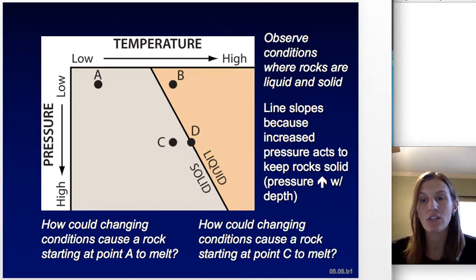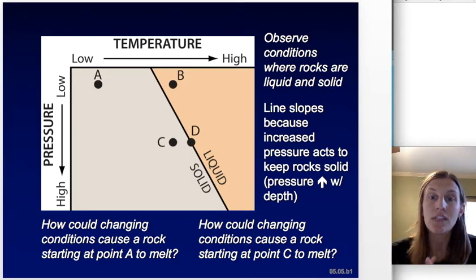So how could you change the conditions for a rock at point C to melt? If you increase the pressure, it would stay solid. But if you decrease the pressure, you could actually cause it to melt. And if you increase the temperature, you could cause it to melt. Or you could do both of those things, which would put it off into this land.